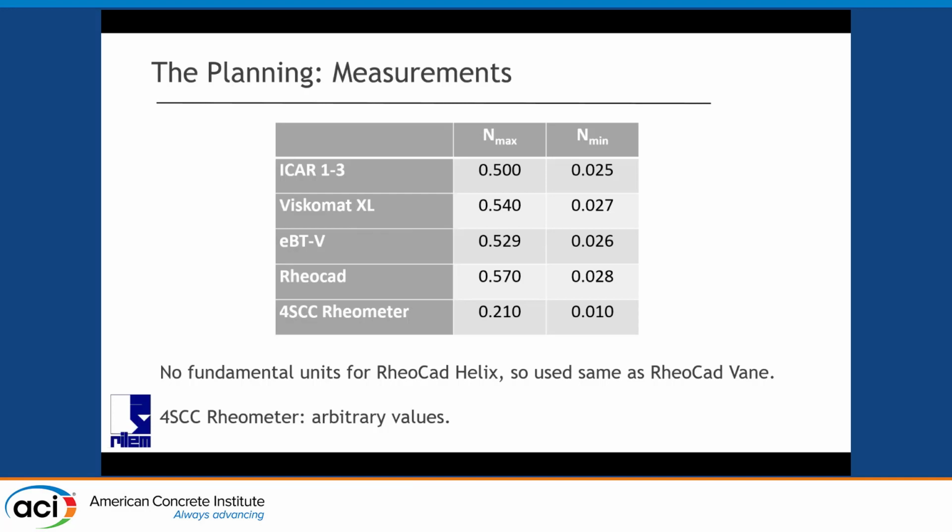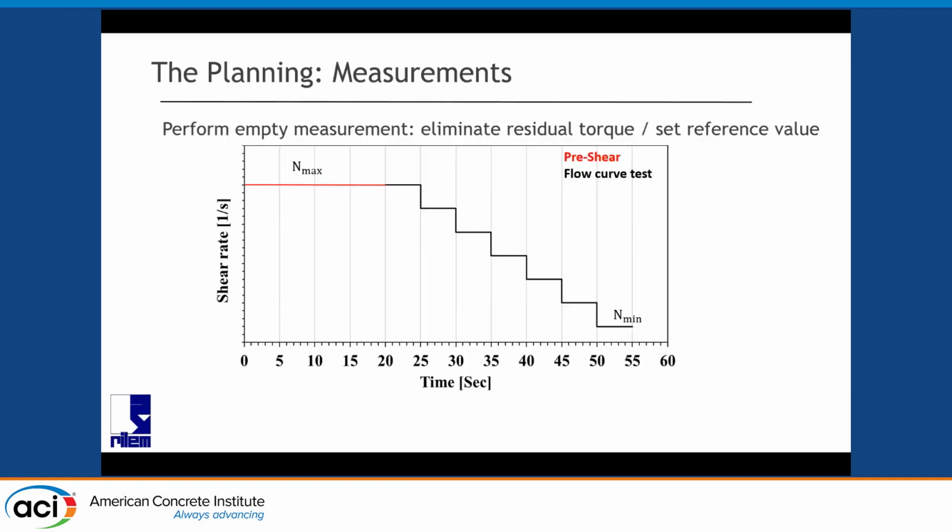For the Rheocat with the helical screw on there, we said, okay, it's about the same dimensions as the vein. Whatever works for the vein works for the helix. We'll just copy those values as well. So this is the procedure. We applied the procedure before every measurement, empty, so if there's any residual torque value, we can eliminate it.